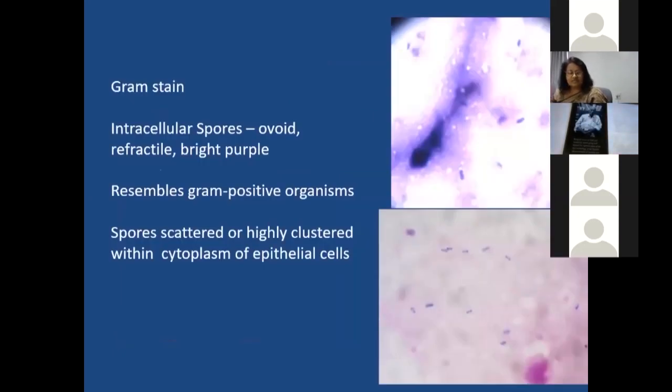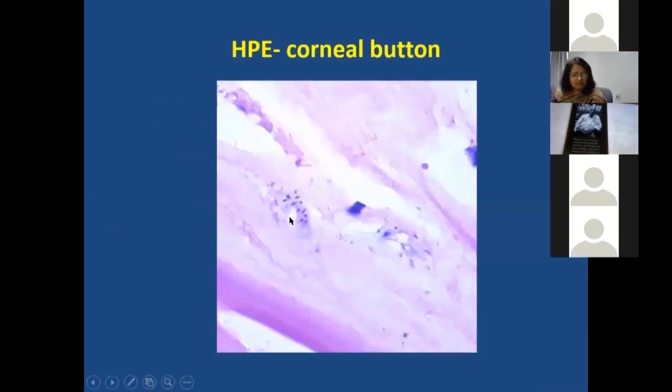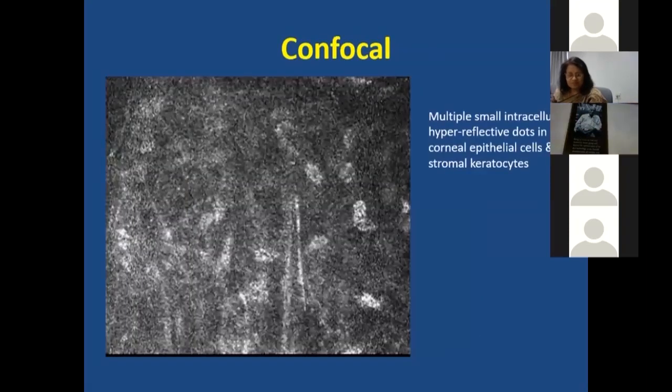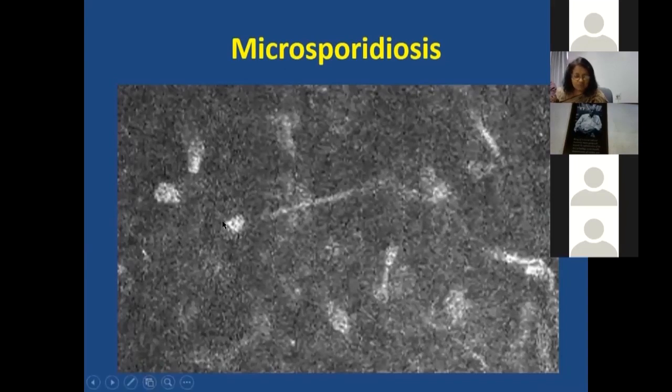On the smear, what you basically see is that it looks a lot like gram-positive organisms, and the spores are either scattered all around the cells or clustered within the cytoplasm of the epithelial cells. This clustering is the one that we basically make use of in the confocal. In the HP, again, they appear as blue or violet organisms. On the confocal, if you take a look, here are the cells, and you can see tiny multiple intracellular hyperreflective dots. These can be seen either in the corneal epithelial cell or in the stromal keratocyte. This is a magnified view of the same with some more of the structures.